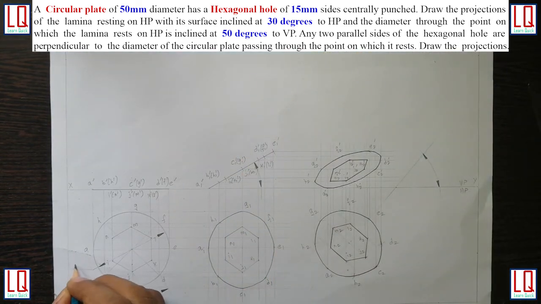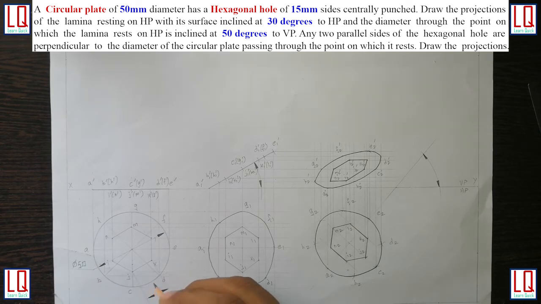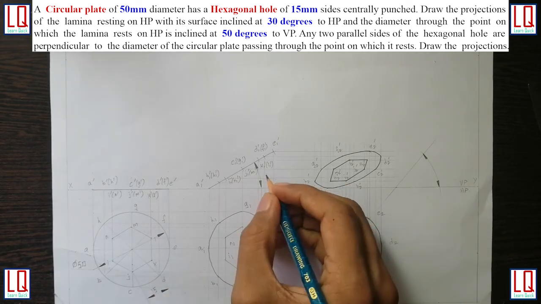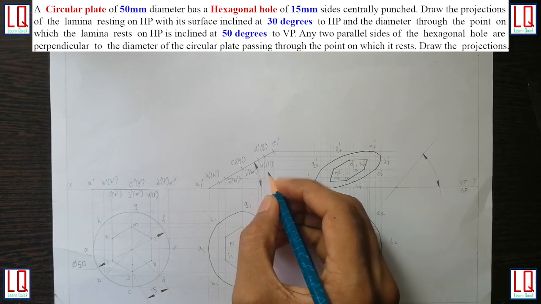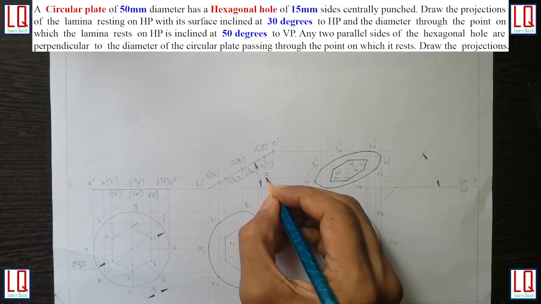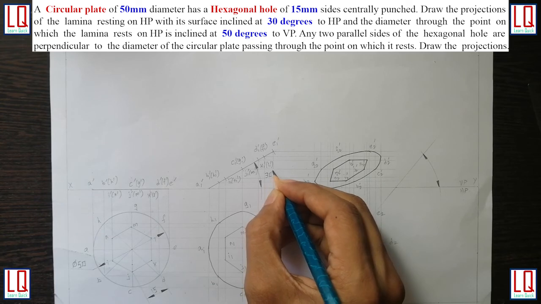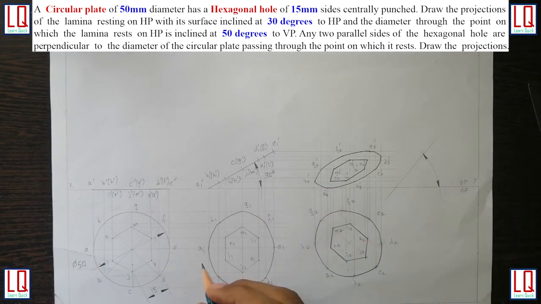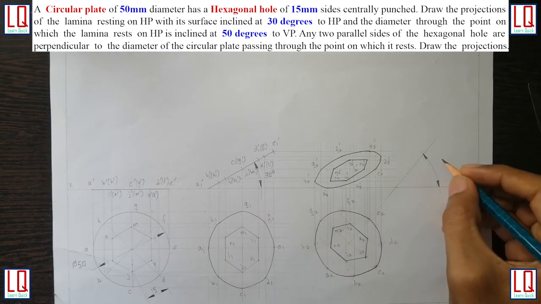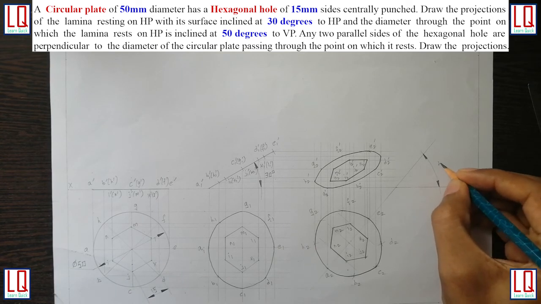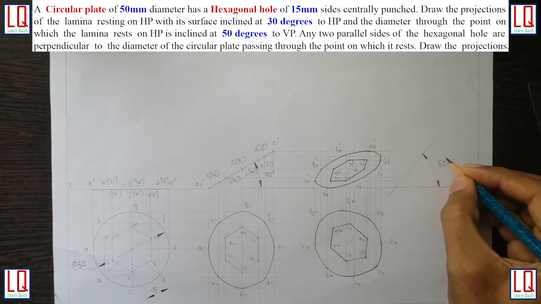The diameter of the circle is 50 mm. I mark 50 here. The side length of the hexagon is 15. I mark 15 here. The inclination with respect to HP is 30 degrees. I mark 30 degrees here. And the diagonal which passes through the resting point is inclined at 50 degrees. I mark 50 degrees here.